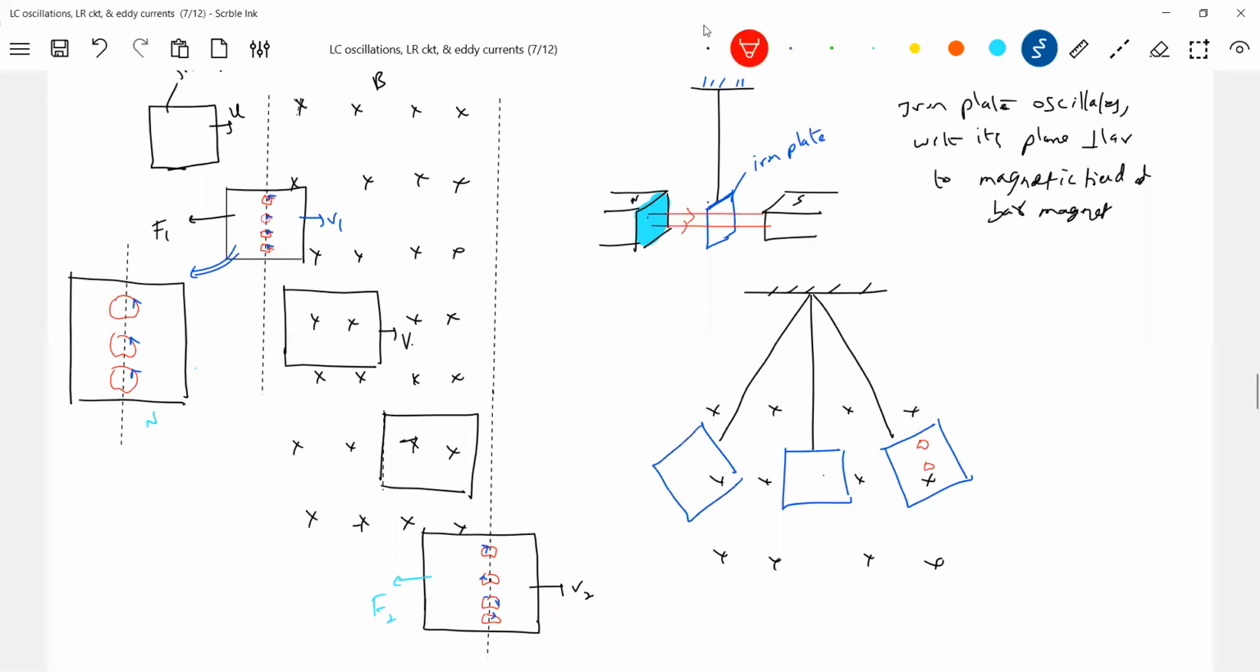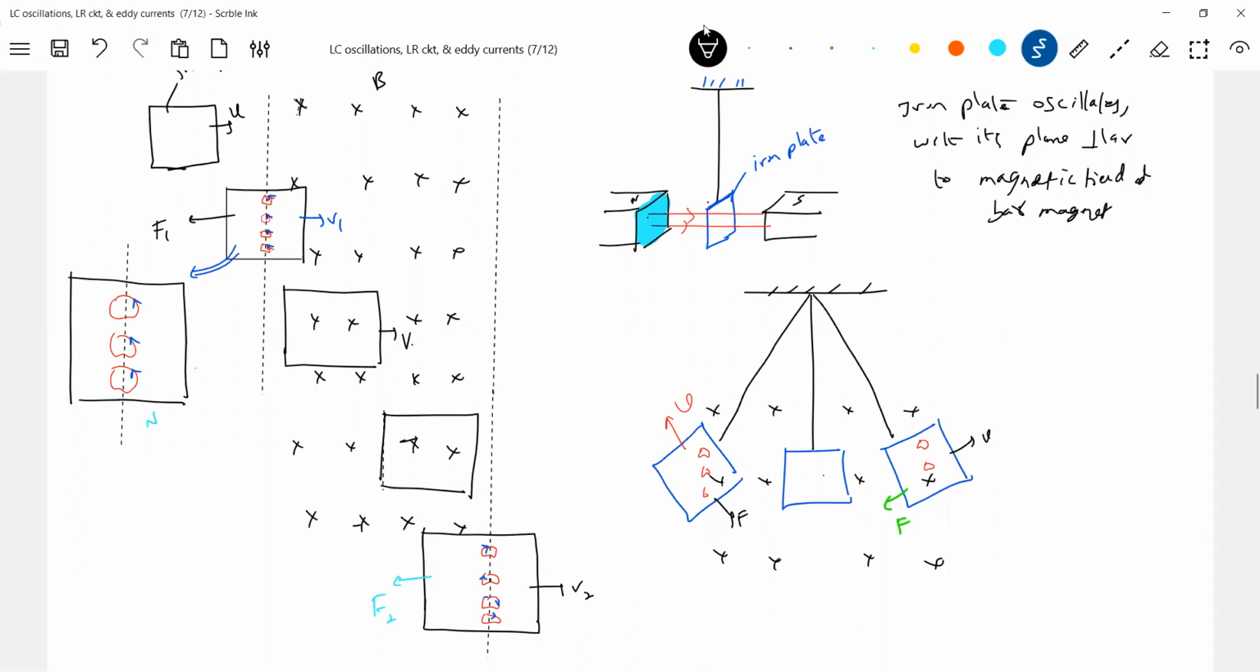Similarly, when the loop is here, eddy currents will flow in this region. So what will this eddy current do? A retarding force will be set up. So when the loop is entering or leaving, there'll be a retarding force. When it has velocity in this direction, the retarding force will be like this. This retarding force will decrease the amplitude of oscillation, so it will be damped oscillation.